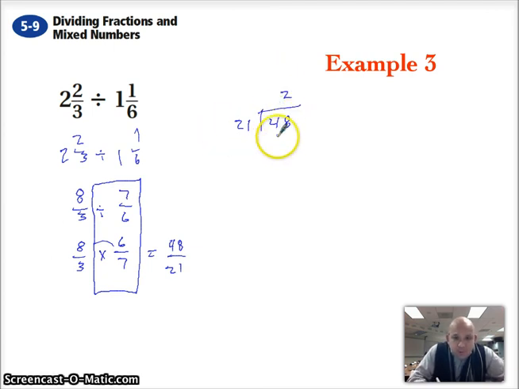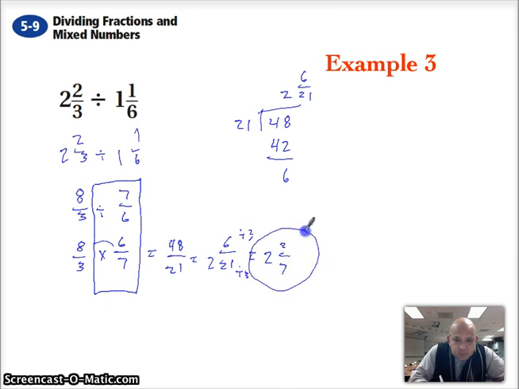So now we get 2 times 21 is 42. And I have 6/21 left over. 2 and 6/21. Divide top and bottom by 3. I get 2/7. 2 and 2/7 is my answer.